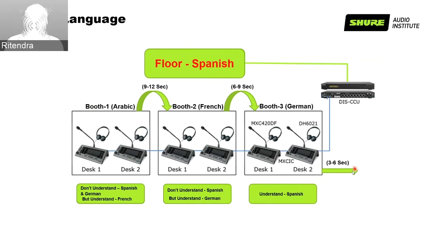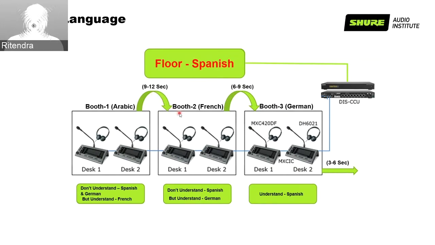Each language interpretation requires about 6 seconds of latency. So basically, 3 to 6 seconds for the first interpretation, then 6 to 9 seconds for the second level of interpretation, because he needs to listen to German, so he needs to wait for what was said. And the third interpreter will listen and interpret with 9 to 12 seconds of latency, which is not good, right?